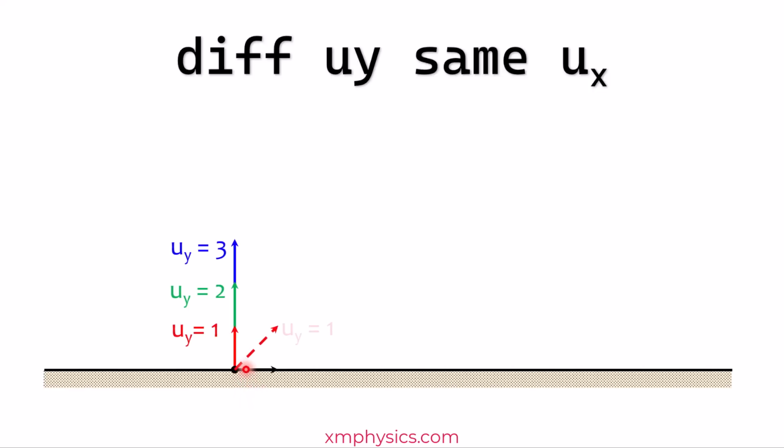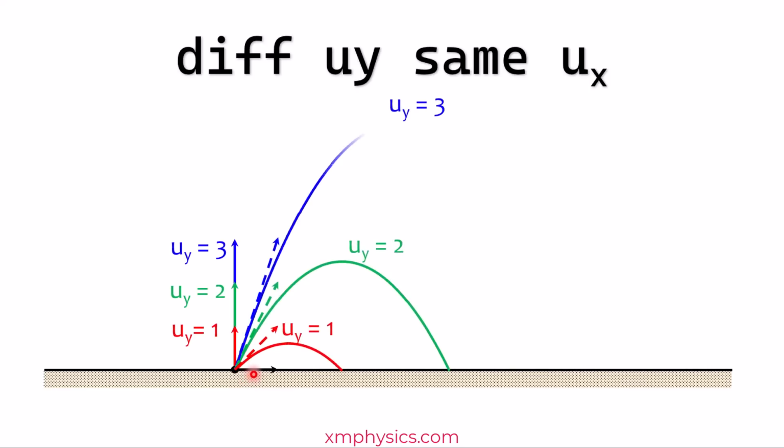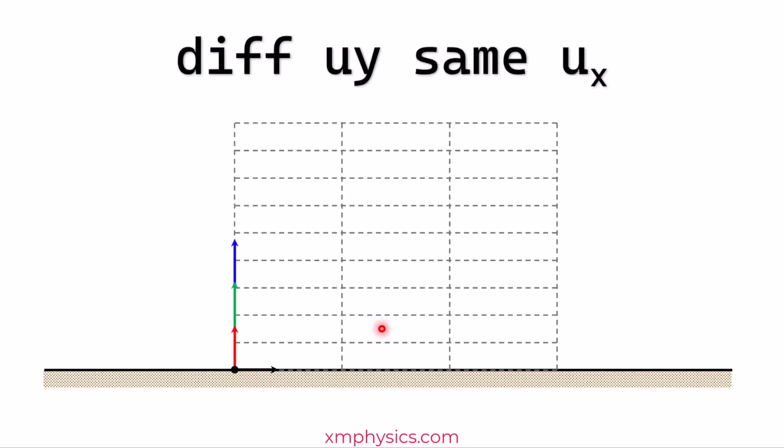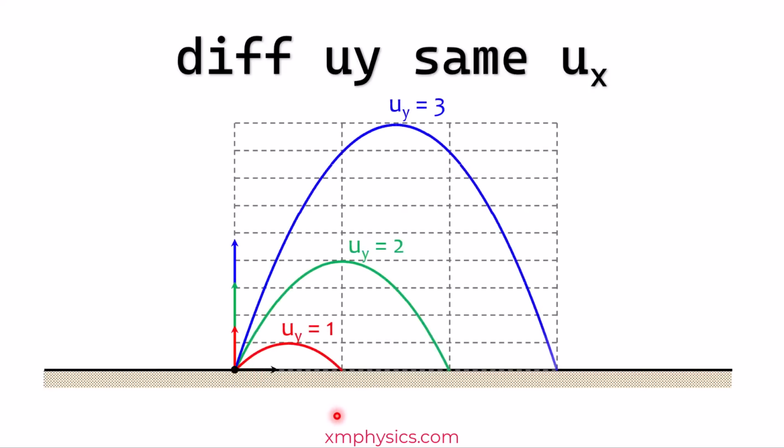So for uy equals 1, for uy equals 2, for uy equals 3. Okay, so do you get the correct answers? So let me explain the answers now. Why does the green one reach 4 times the maximum height? That's because it has twice the initial vertical velocity, which means it takes twice as long to reach the peak.